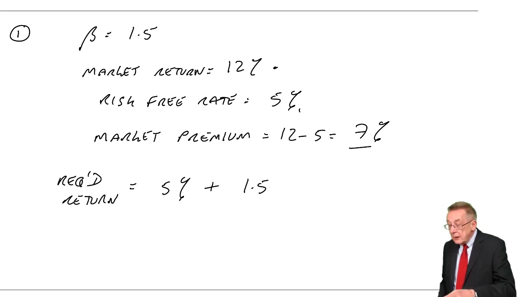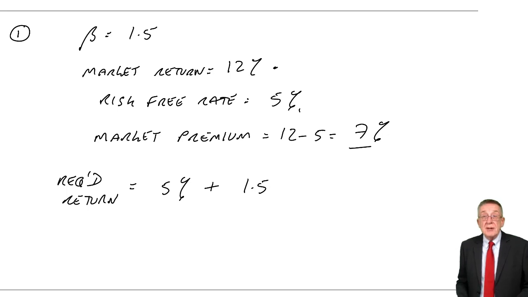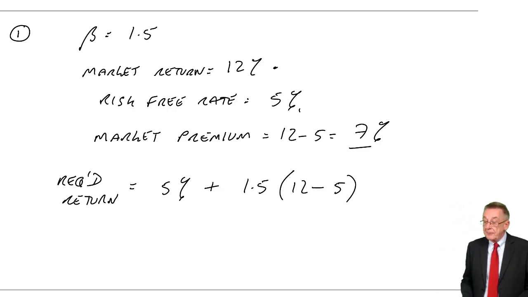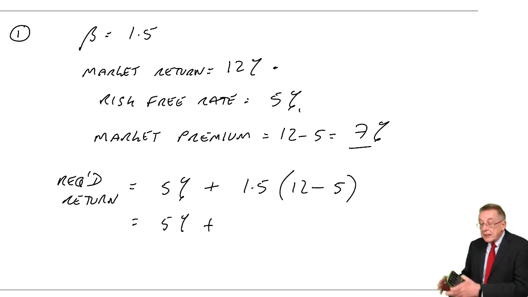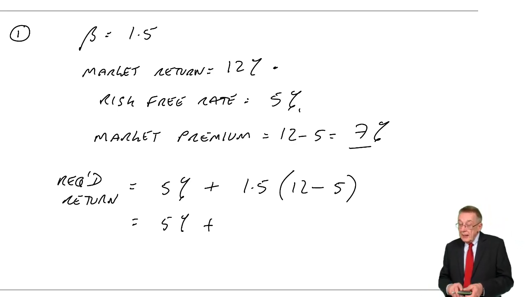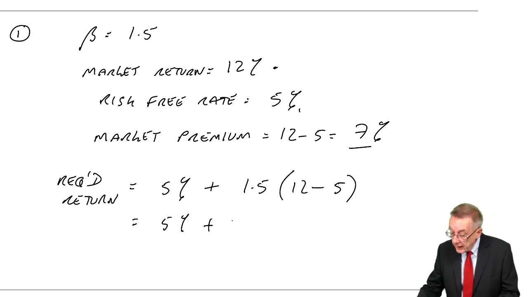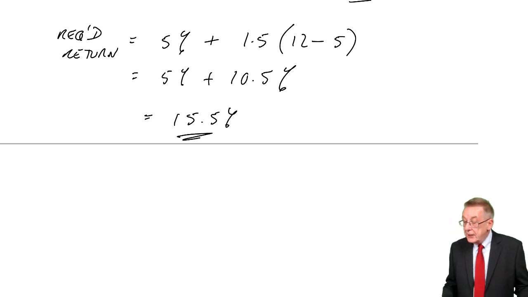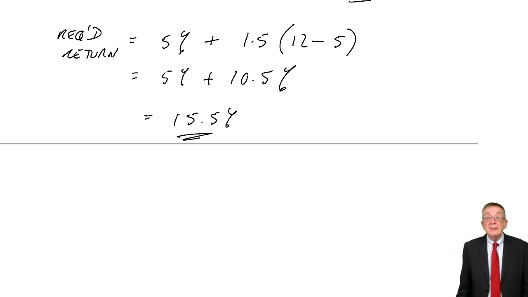For the risk in the market, we're getting 7% more than risk-free. For something 1.5 times as risky as the market, we want 1.5 times the 7%. The required return: the market gave a premium of 7. We're 1.5 times as risky. We want 1.5 times the premium. So we want a premium of 10.5%. And therefore, shareholders in Q will be requiring a return of 15.5%.